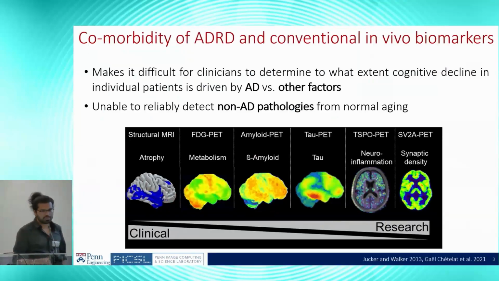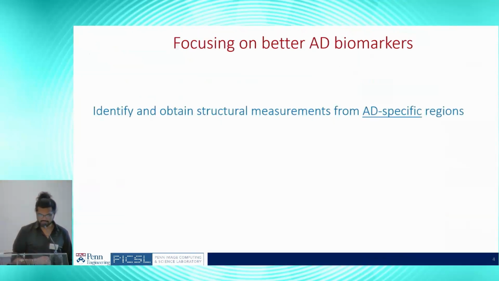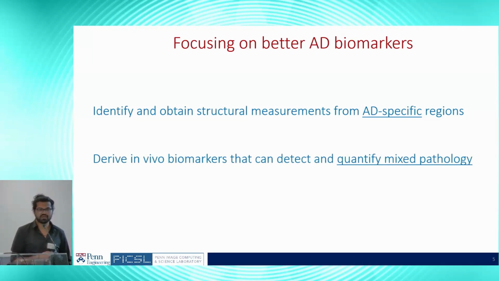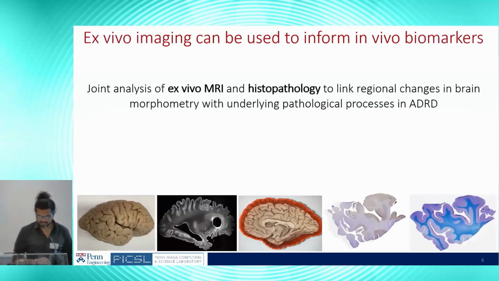So we know that comorbidity of Alzheimer's and related dementia and conventional in vivo biomarkers makes it really difficult for clinicians to determine to what extent cognitive decline in individual patients is driven by AD versus other factors. And therefore, current in vivo biomarkers are unable to reliably detect non-AD pathologies from normal aging. Therefore, there is a need to identify and obtain structural measurements from AD-specific regions so that then we can derive in vivo biomarkers that can detect and quantify mixed pathology.